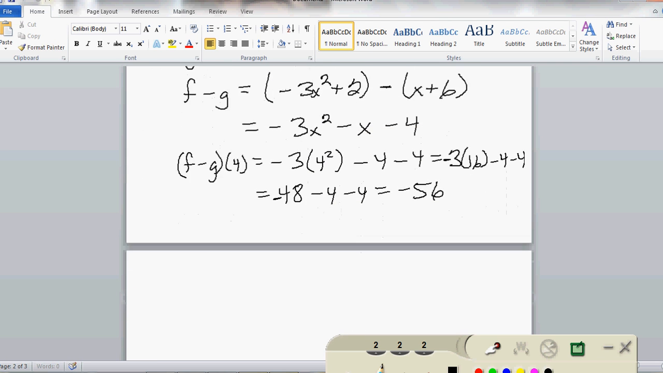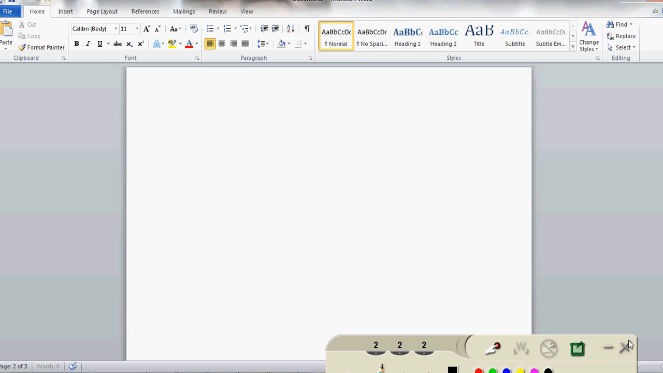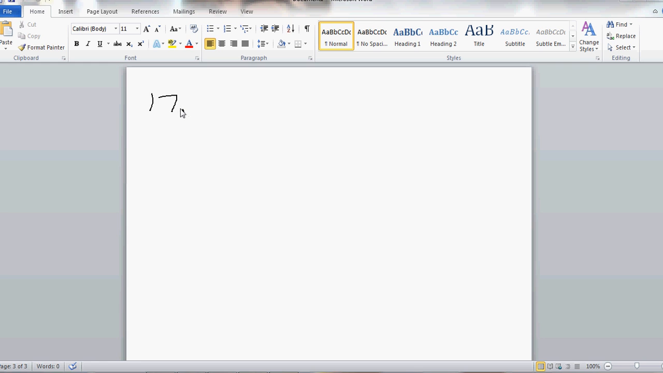And the final example for this particular group is example number 17. It seems to be a fairly lengthy problem, but I think you'll see that it's not all that terribly bad. A firm is considering a new product, and we get that the total cost, C of x, is equal to 65x plus 4,430.